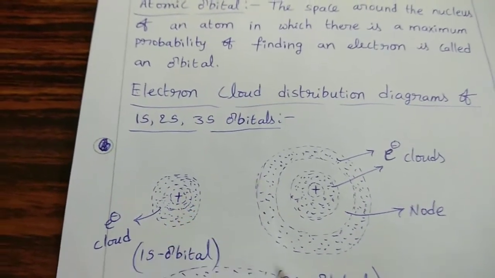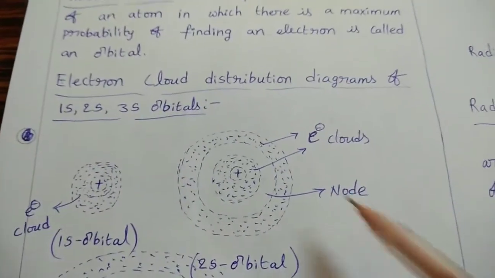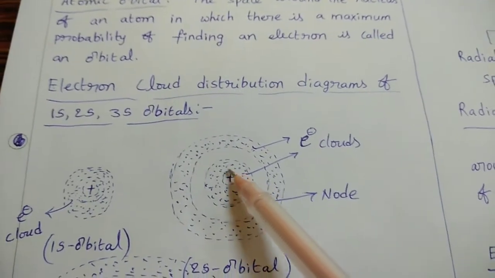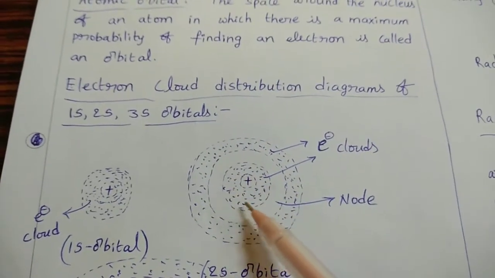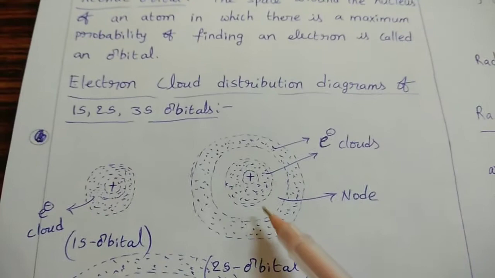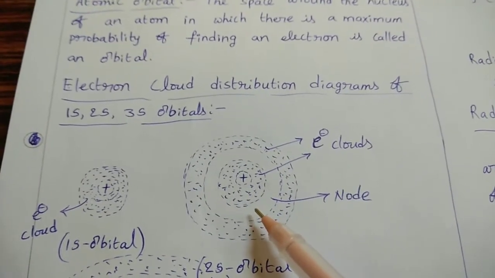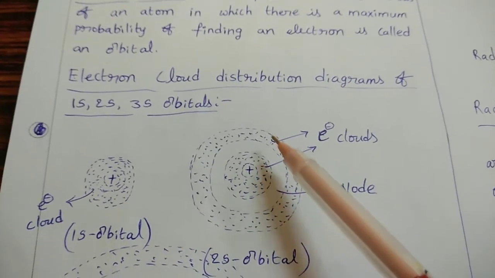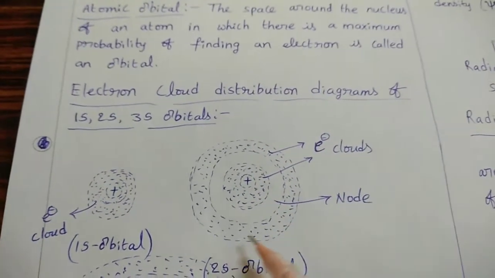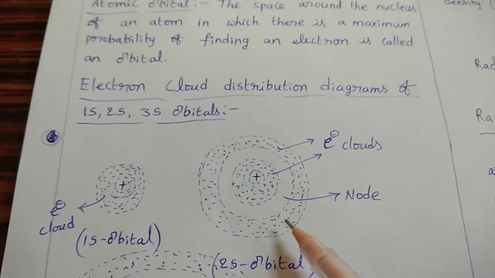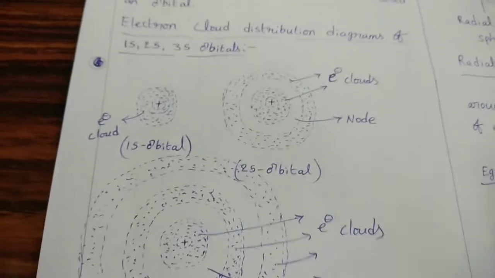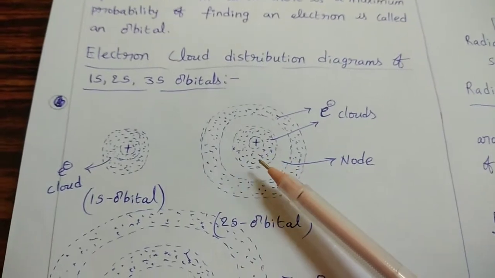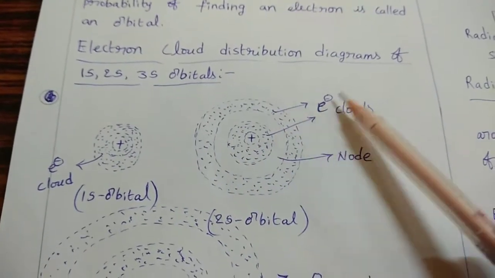This is for the 1s orbital. Next, the 2s orbital. This is the nucleus. These positions represent possible places of the electron. Again, some gap is there. In this gap, we cannot find the existence of an electron. Again, in these places, these dots represent the possibility of existence of the electron. This is for the 2s orbital. This is an electron cloud, and this one is also an electron cloud.